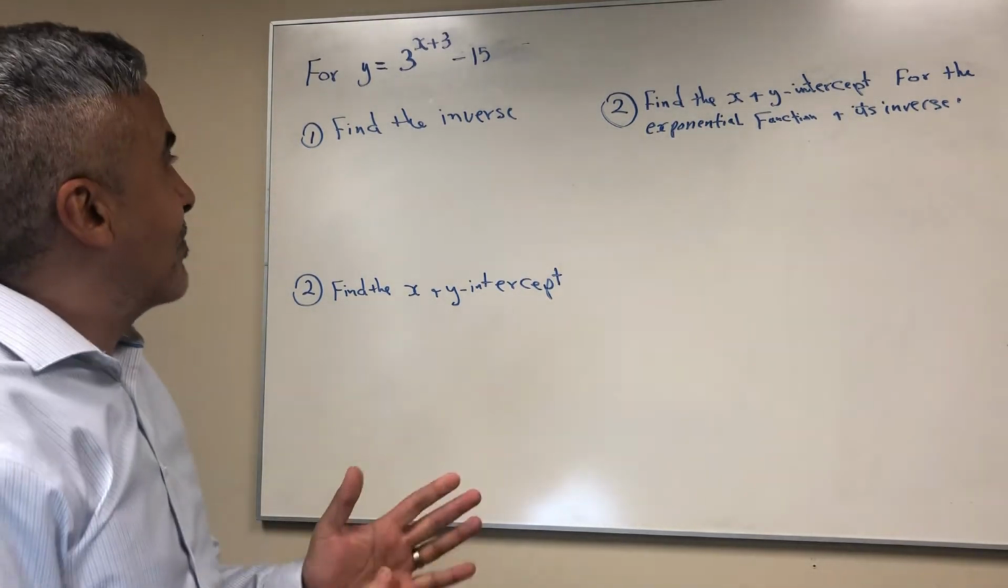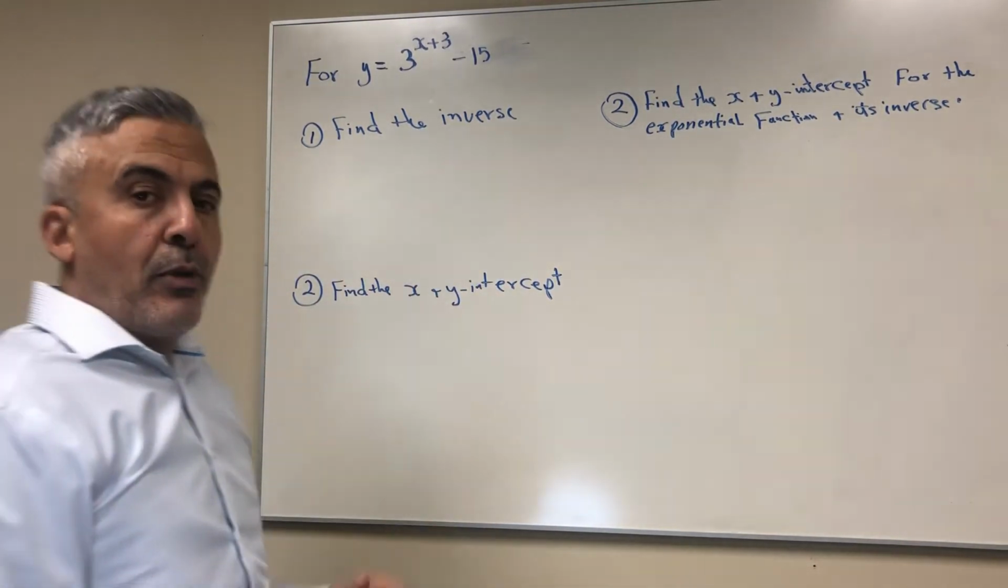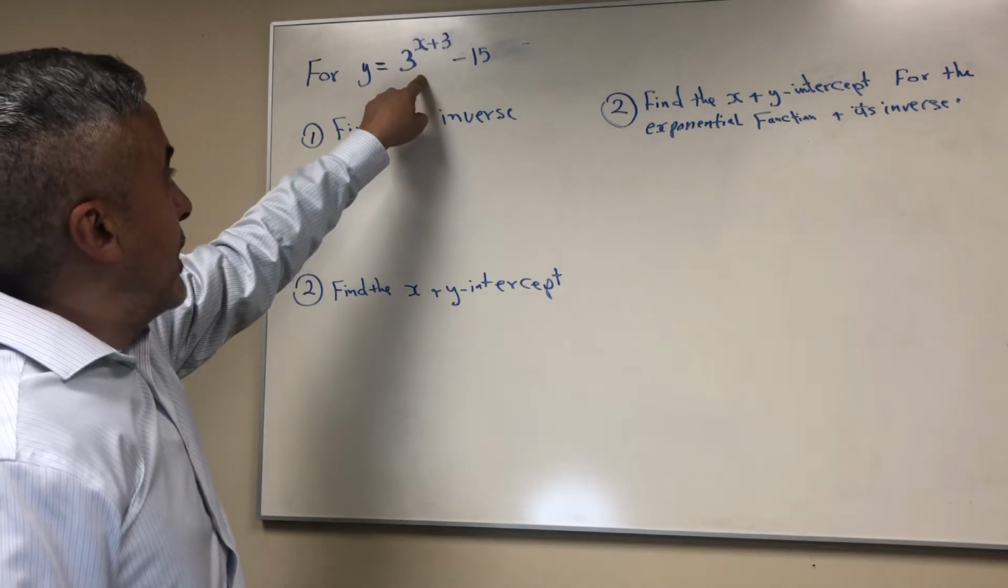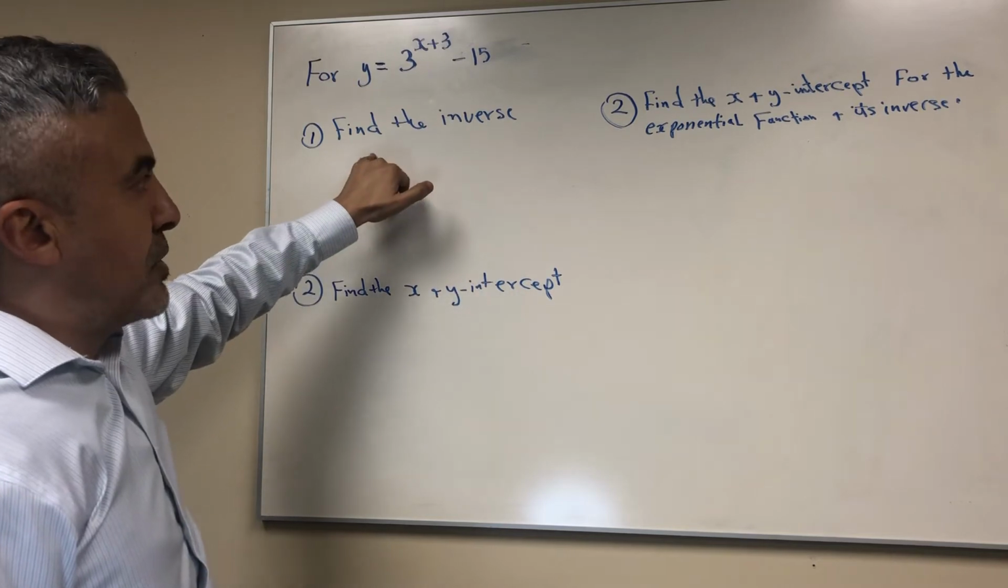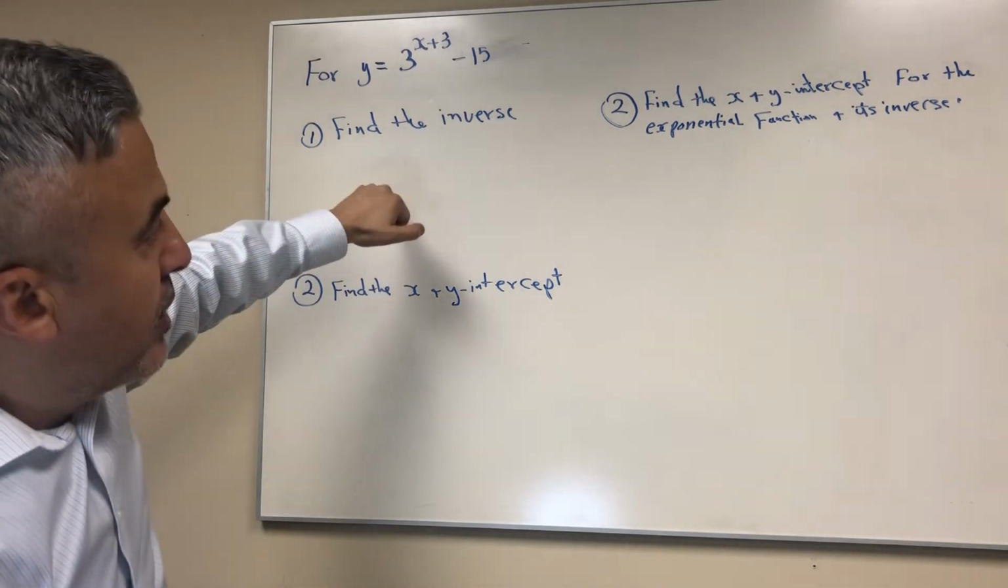Hi again. So an exponential function, right here, y equals 3 to the power of x plus 3 minus 15. First of all, we want to find the inverse.